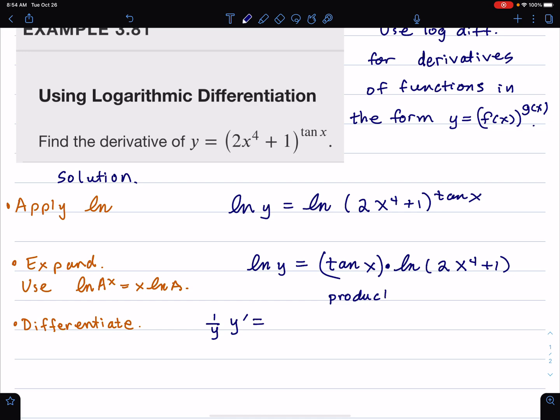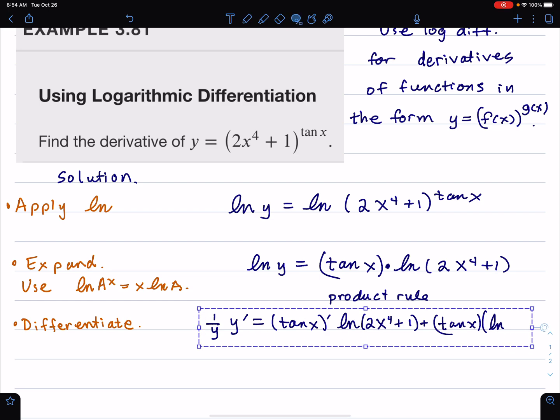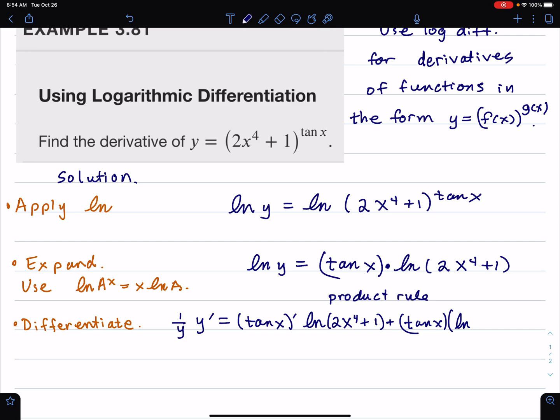On the right-hand side, over here, the product rule, where we take the derivative of the first function, and then we leave the other function untouched, no derivative. Then the first function is untouched, so it's tan x, then ln of x 2x to the fourth plus 1, derivative.